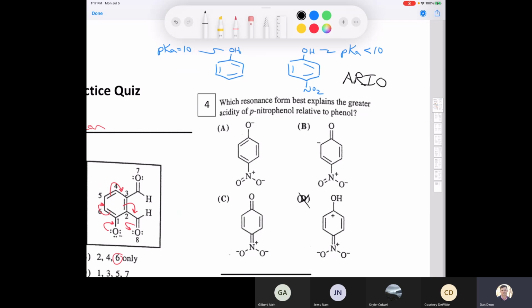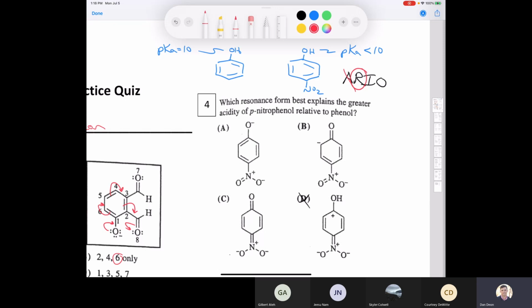It doesn't have a negative charge. But we can't use atom because the negative charge would end up on an oxygen in both cases. However, we could use resonance, right? Because a nitro is going to be able to take on that negative charge, right? And so we're going to have more resonance contributors for paranitrophenol than we would for phenol, right?